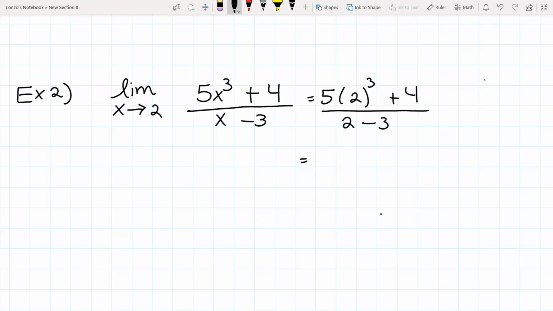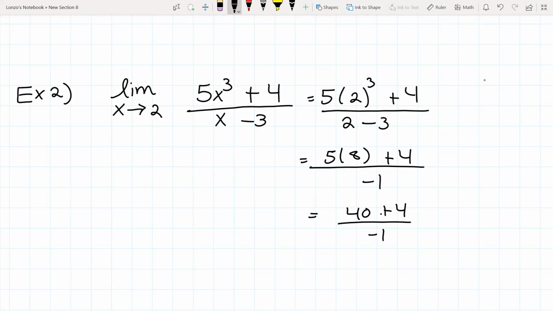So according to the order of operations, you do the exponents first. So it's 5, and then replace 2 with 8 plus 4, and then 2 minus 3 is -1. So 8 times 5 is 40 plus 4 over -1. And 40 plus 4 is 44 over -1. So your final answer is -44.